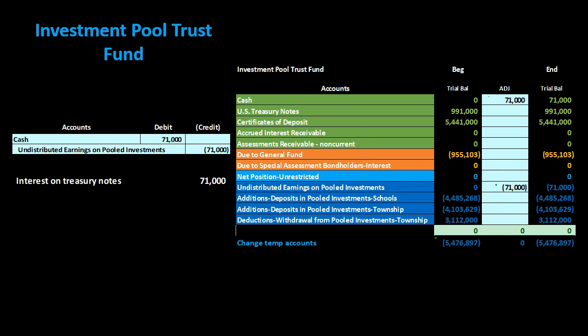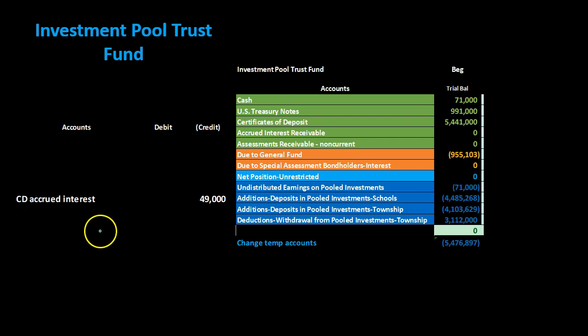Now this is going to be a little bit odd of an income statement account. It looks like a revenue kind of account here, but it's actually going to be kind of a clearing account because it's going to increase. We've got the undistributed earnings on the pooled investments, which we will then distribute. Once we do that, we will decrease this account here.